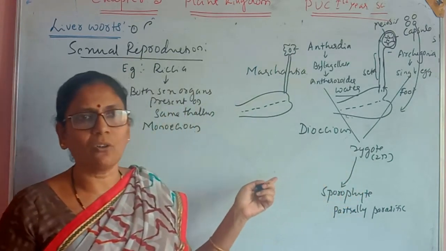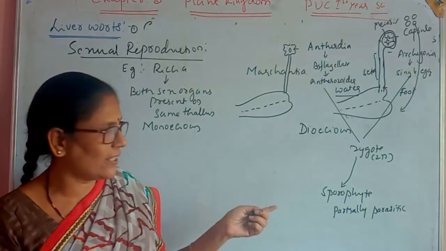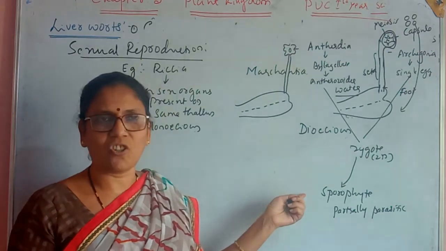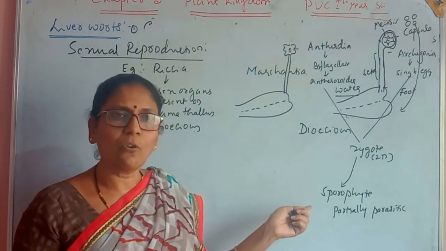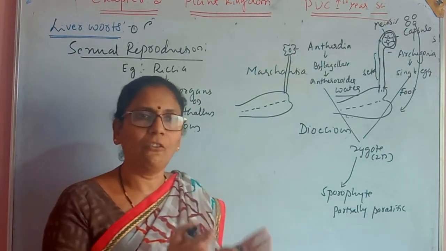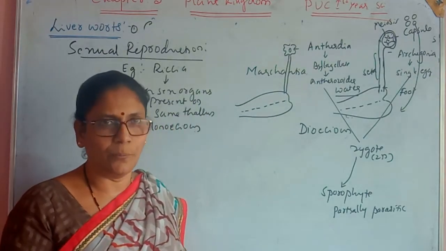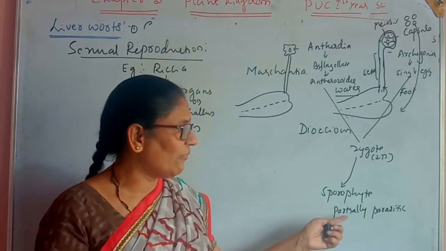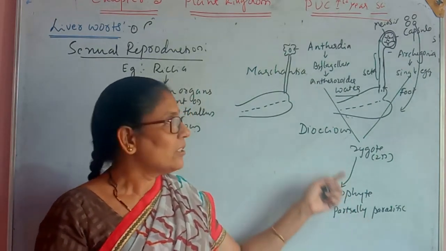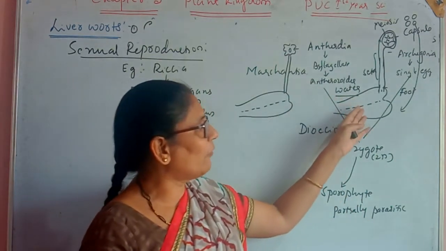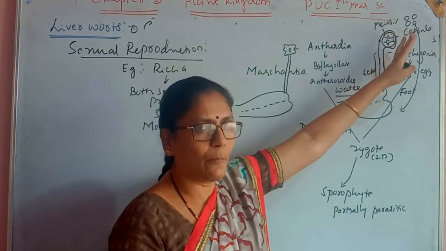The zygote never undergoes meiosis immediately in the bryophytes. It produces a multicellular structure called the sporophyte. The sporophyte is dependent on a photosynthetic gametophyte because it is not producing food on its own, and that's why it is called partially parasitic. So it depends on the gametophyte until it produces the spores.